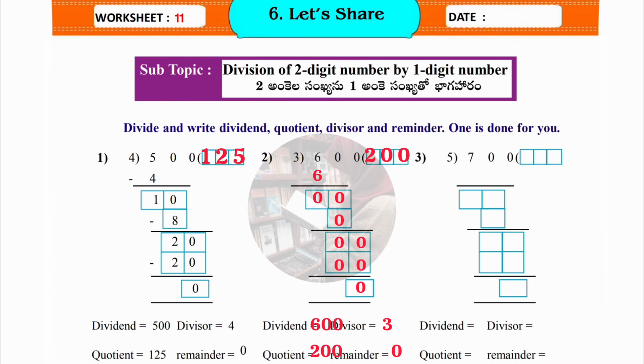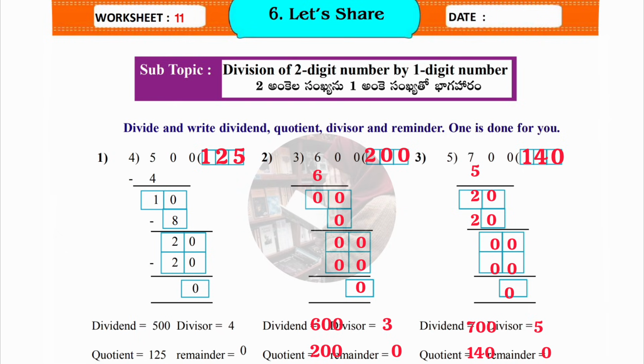Let's see the third one. So 700 is given as dividend, then 5 as divisor. Let's see. So 5 ones are 5. 2 will be left, 0 will come, then it will become 20. So 5 fours are 20. So 0 will come and again 0 will come down, then it will become 0. 5 zeros are 0, remainder will be 0. So guys, write down: dividend is 700, divisor is 5, quotient is 140 and remainder is 0.